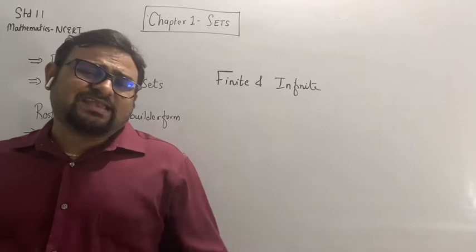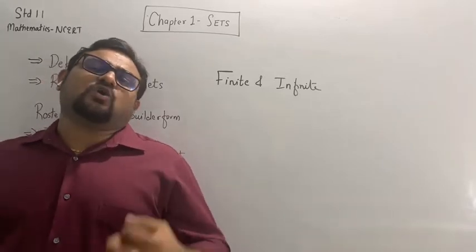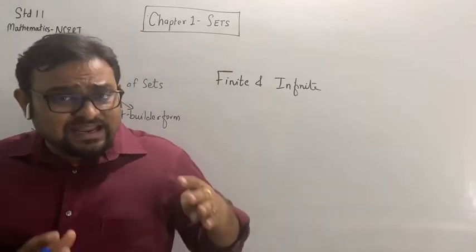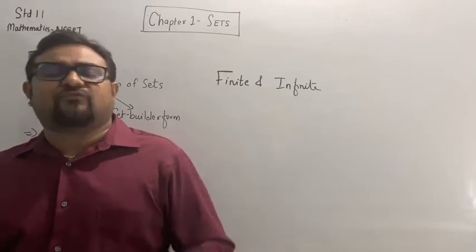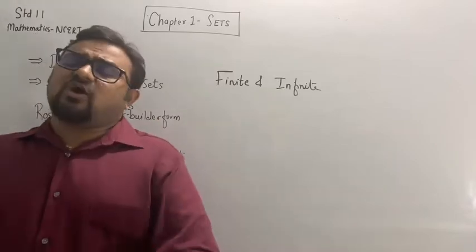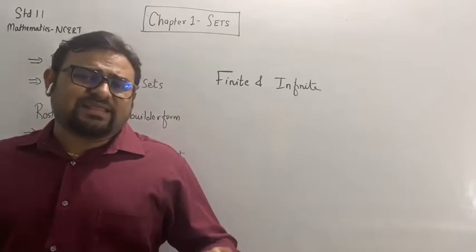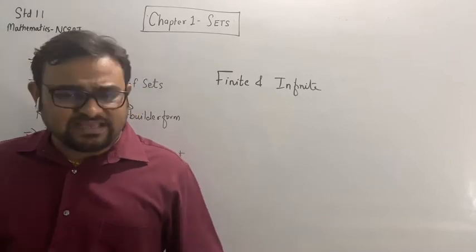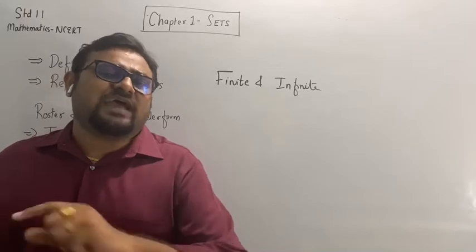A finite set means a set in which you can count the number of elements. It means there is an end. There can be 2 elements, 4 elements, 100, 1000, a lakh, a million elements, but there is an end. That is a finite set, meaning you can count the total number of elements.